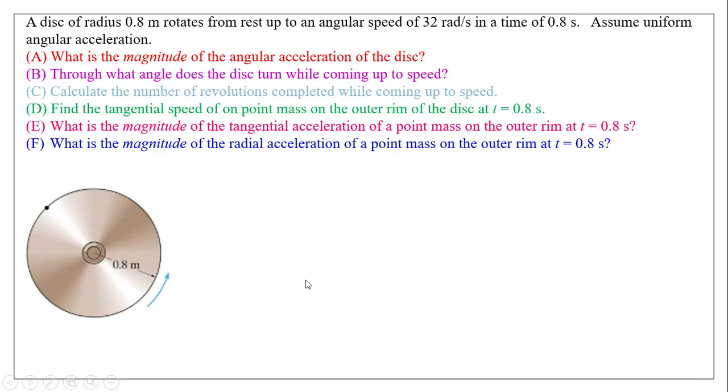So in this particular problem, we have a disk of radius 0.8. It rotates from rest and speeds up to an angular speed of 32 rad/s in a time of 0.8 seconds. It says to assume uniform angular acceleration.